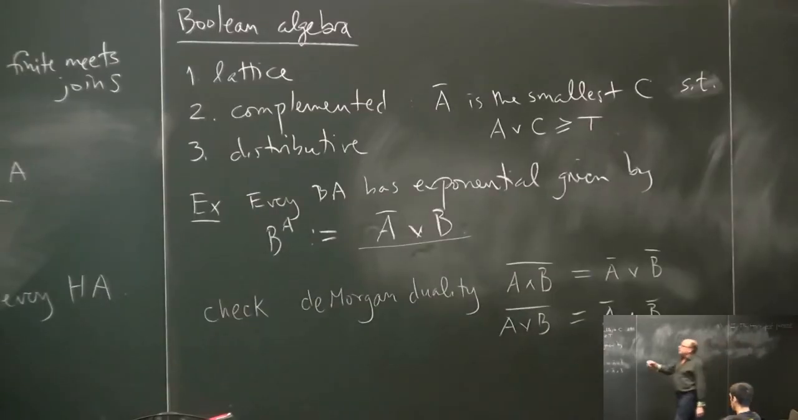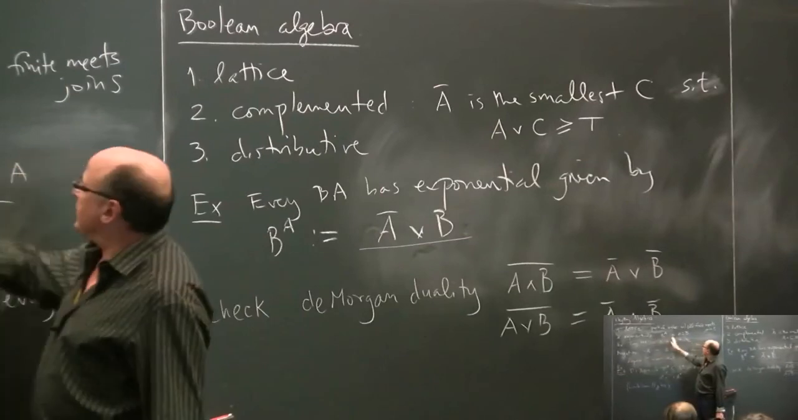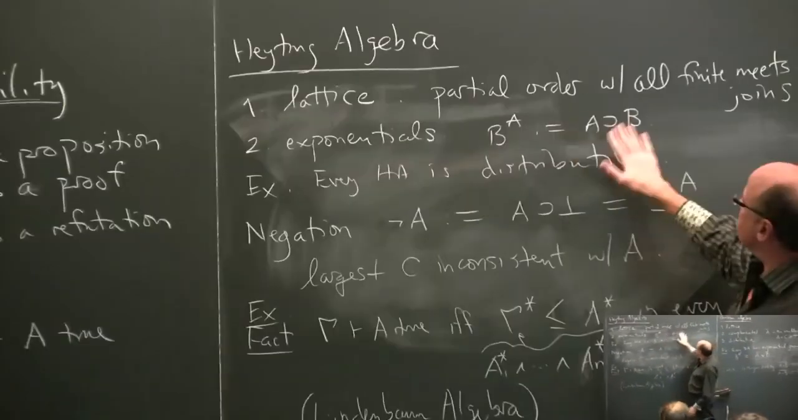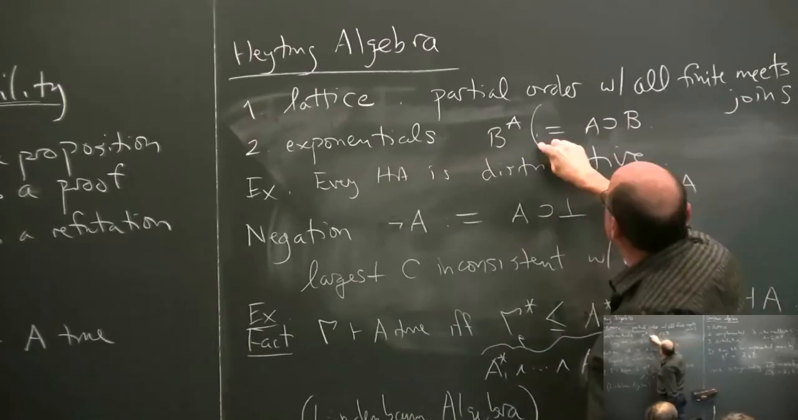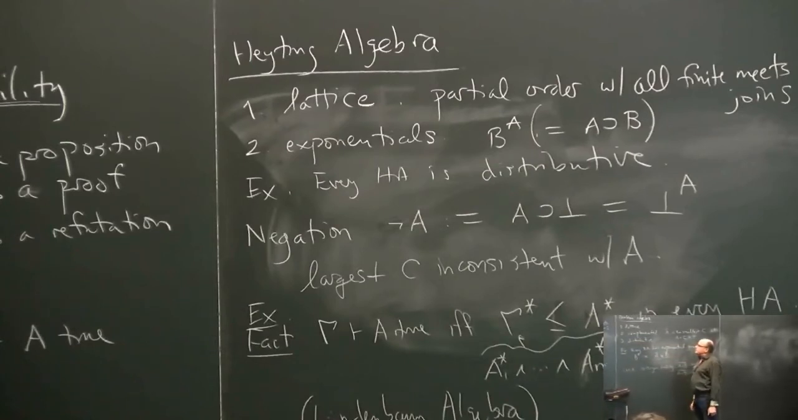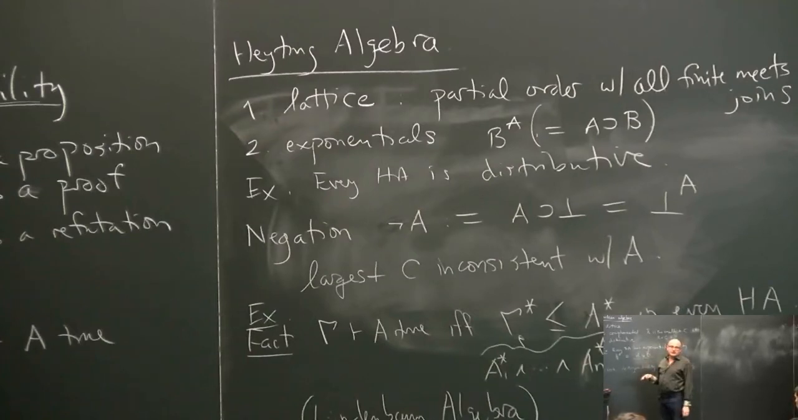I'm saying that, for example, if you want to show that logic gives you an exponential, what this remark is saying is that when you're interpreting logic into a Heyting algebra, you're going to take the exponential to be the implication. And it will turn out to be an exponential. What does it mean to be an exponential? It means it's the largest thing that when conjoined with A gives you B. That's the definition of an exponential.